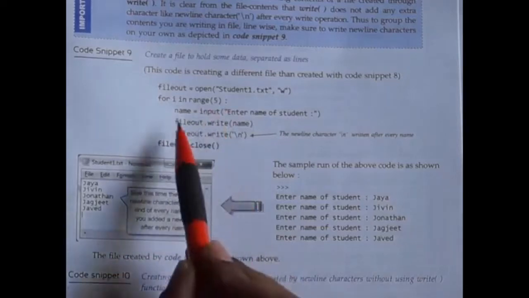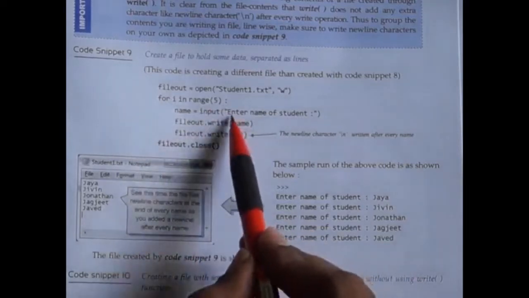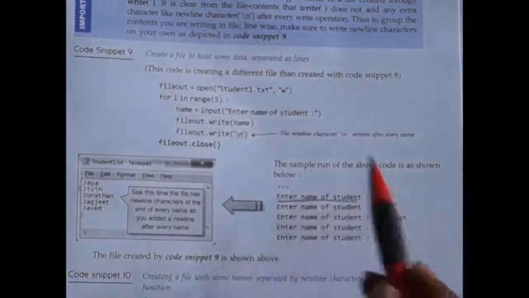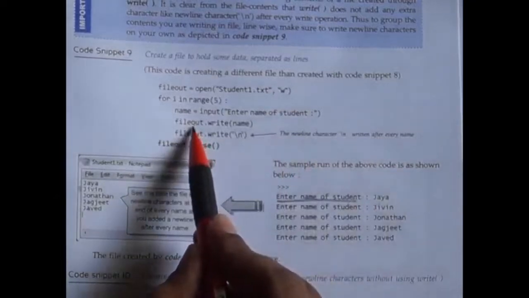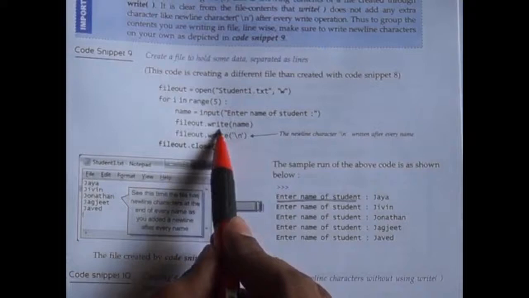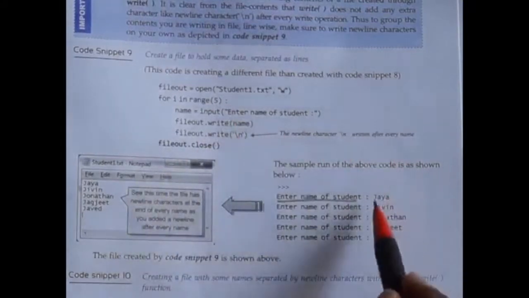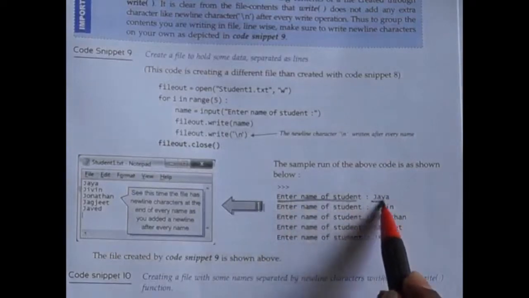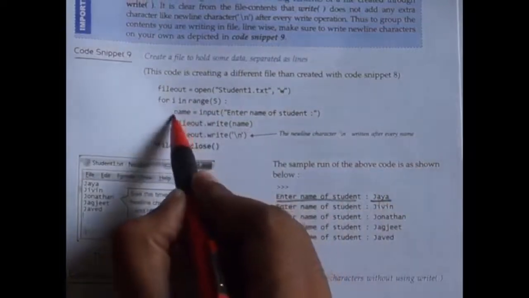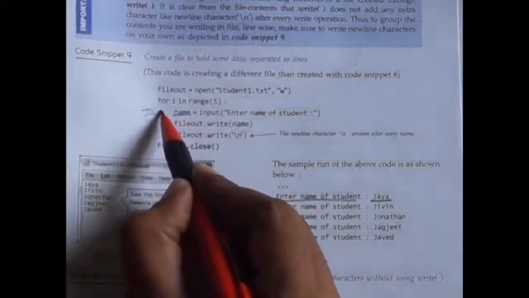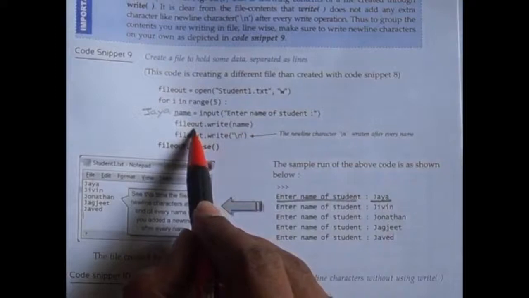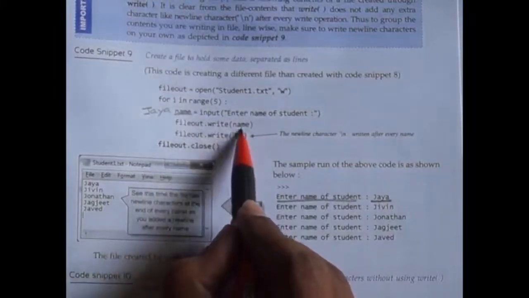Okay. In the first time, it will print enter name of student. After giving enter the name of the student, you are going to give the keyboard input. What's the keyboard input? Jaya. This Jaya will be saved in name. What's the name value? The name value is Jaya. Okay. Then in the student.txt we are going to write the name Jaya.